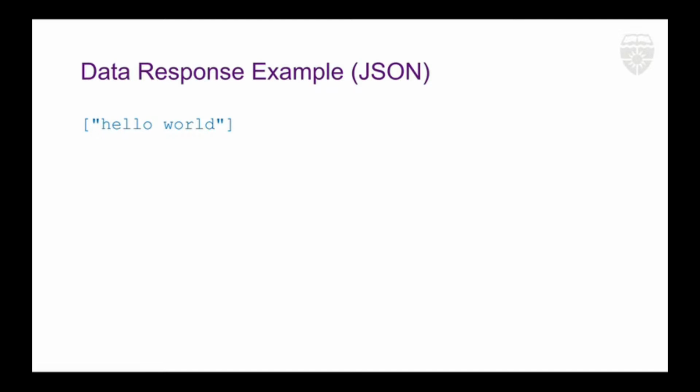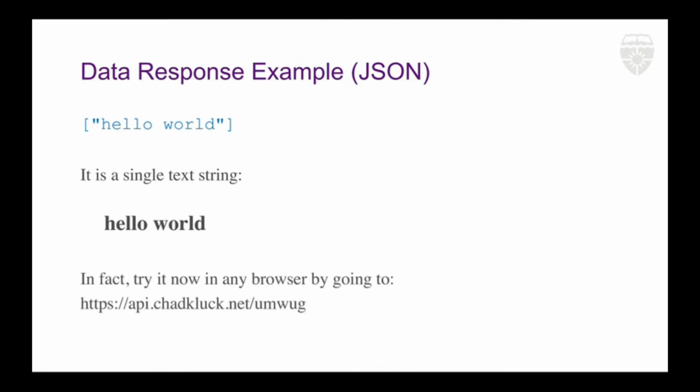So, here's a data response. Hello world. It's pretty simple. It's a text string. You'll notice it's kind of in a markup language, not like the tags that you saw with the HTML, but you'll see the brackets. And then, of course, you'll see the quotes, denoting it's a string. Each of you right now can go into your phone or a browser, type in this URL, and you will get that. That is an API request right now that you can make from your phone.